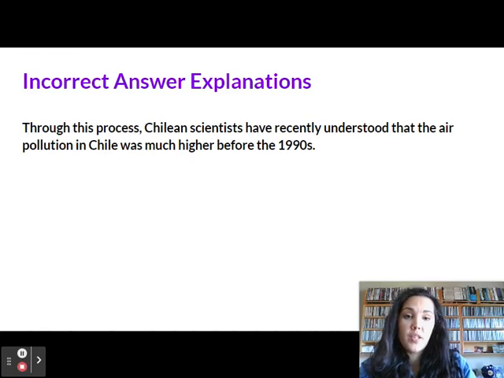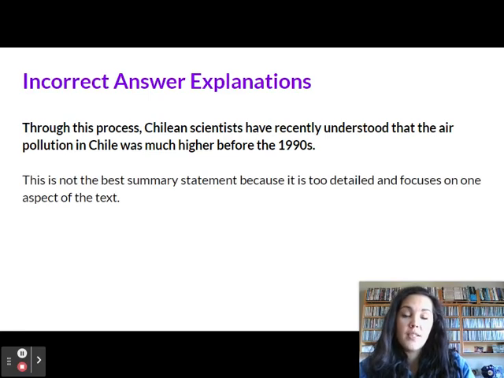Through this process, Chilean scientists have recently understood that the air pollution in Chile was much bigger before the 1990s. This is not the best summary statement because it's too detailed and focuses on one aspect of the text.